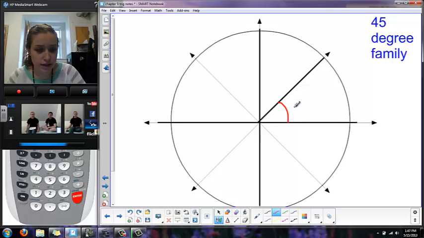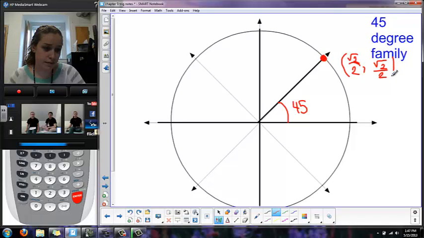Alright, so if this angle is 45 degrees, then we know that the point right here, the coordinate, the point on the circle right there, is the same thing as cosine of 45 degrees, comma, the sine of 45 degrees. So let's go back to our magic table, and you should have that written out right in front of you right now. The cosine of 45 degrees is radical 2 over 2. And the sine of 45 degrees is radical 2 over 2 as well.